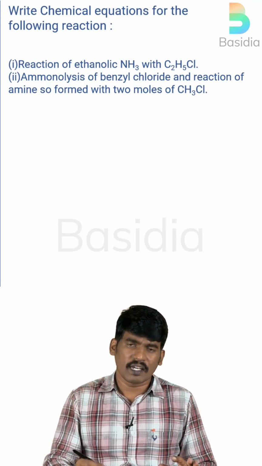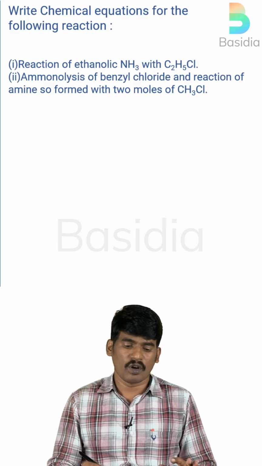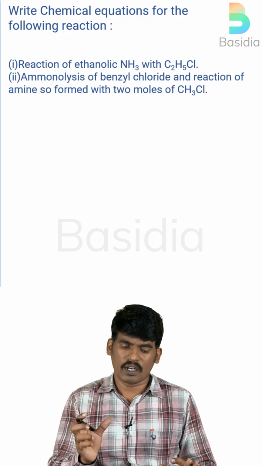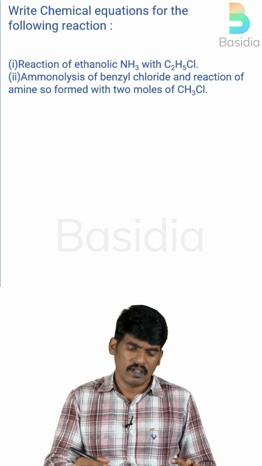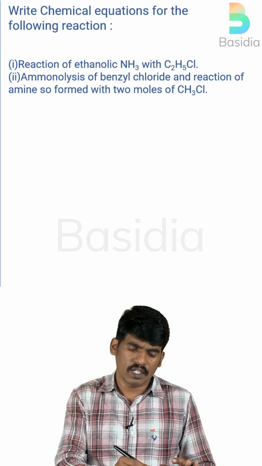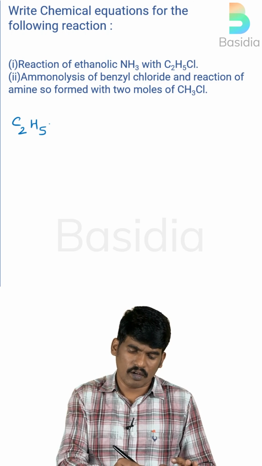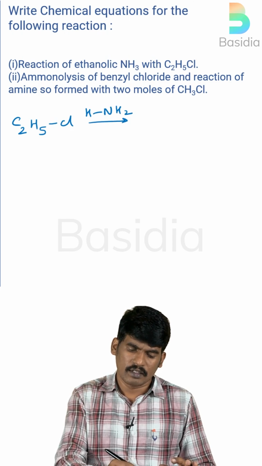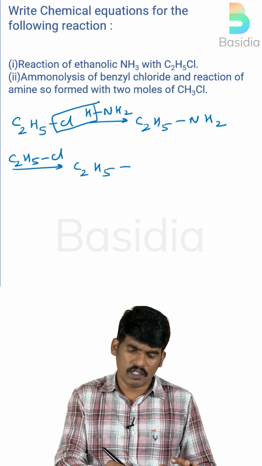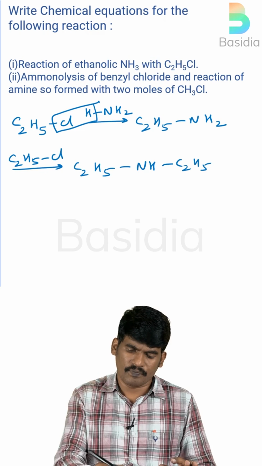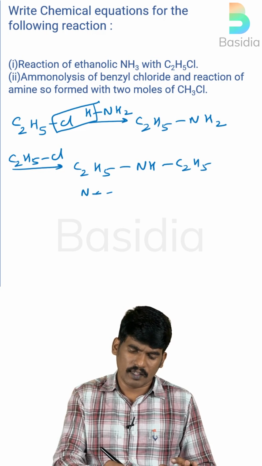The first question they gave: write chemical equations for the following reaction. A, the reaction of ethanolic NH3 with C2H5Cl. This is ammonolysis of alkyl halides. NH3, I can write it like that, then HCl can be removed. It gives you C2H5NH2, which on further treatment with C2H5Cl gives you C2H5NHC2H5, that is N-ethylethanamine.